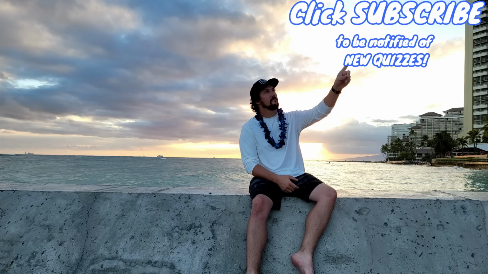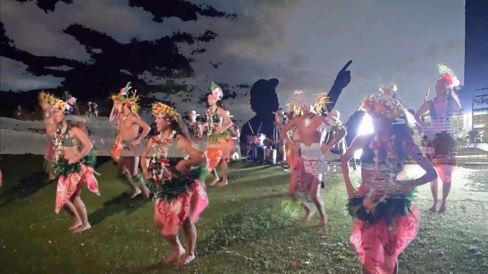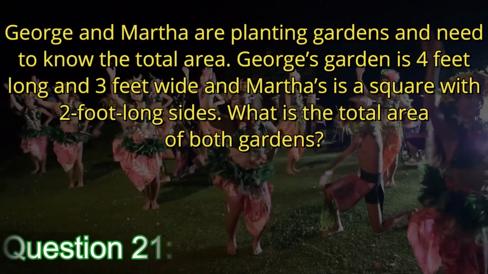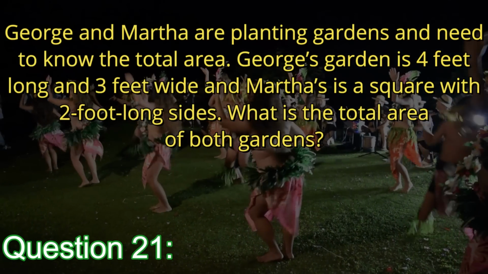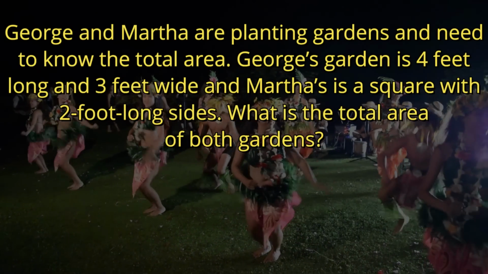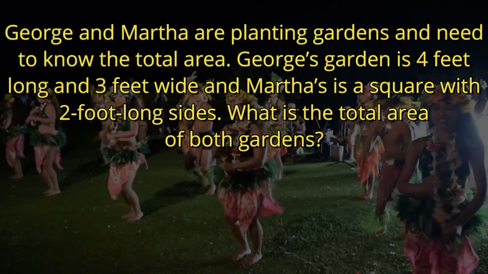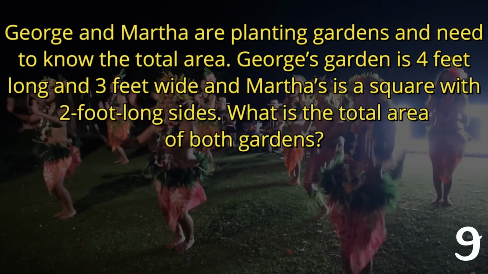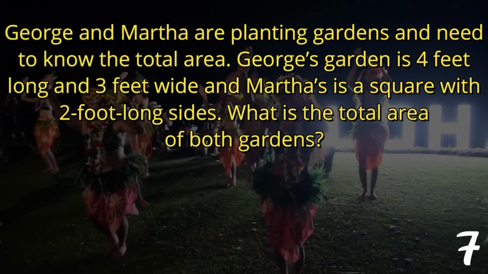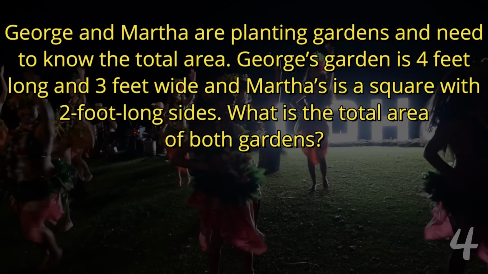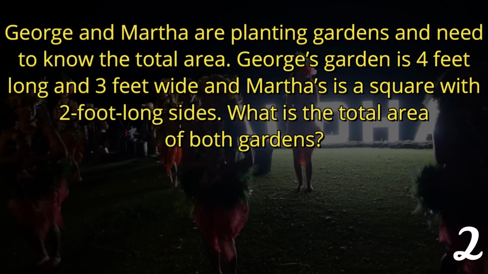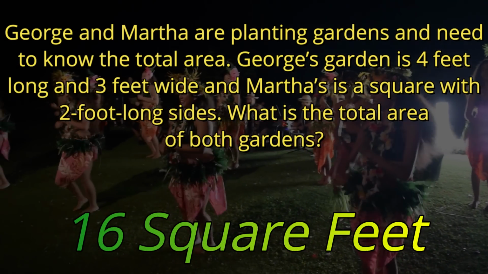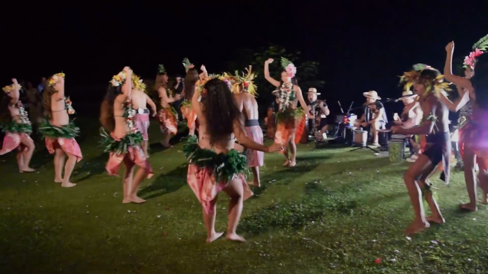Here's question 21, the tiebreaker. George and Martha are planting gardens and need to know the total area. George's garden is 4 feet long and 3 feet wide, and Martha's is a square with 2 foot long sides. What is the total area of both gardens? The answer is 16 square feet.